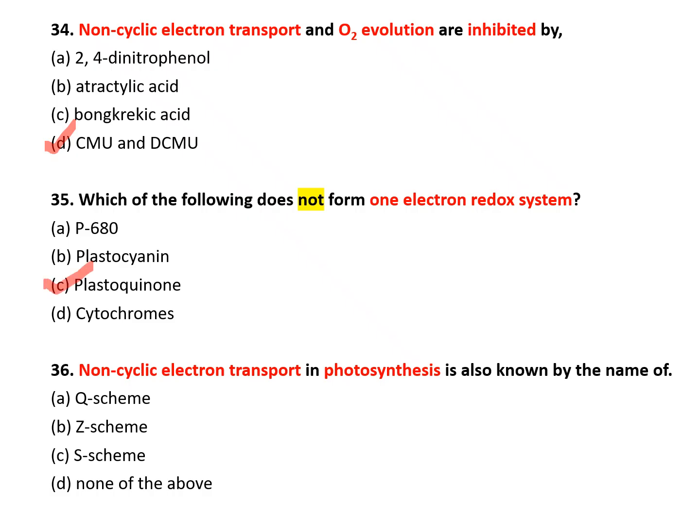The next question, number 36. Non-cyclic electron transport in photosynthesis is also known by the name of: option A, Q scheme; option B, Z scheme; option C, S scheme; option D, none of the above. The correct answer is option B, Z scheme. Non-cyclic electron transport is also known as Z scheme.